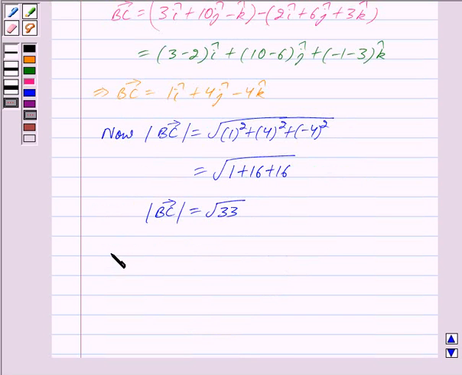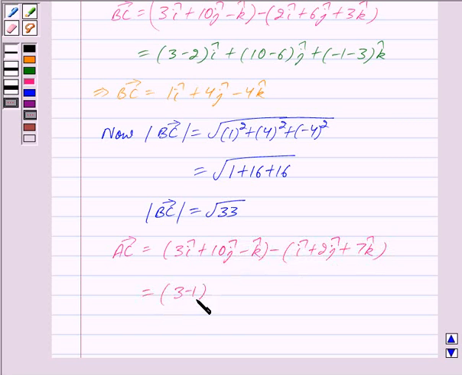Now finally vector AC is equal to 3i cap plus 10j cap minus k cap minus i cap plus 2j cap plus 7k cap, and this is equal to (3 minus 1)i cap plus (10 minus 2)j cap plus (minus 1 minus 7)k cap, which is equal to 2i cap plus 8j cap minus 8k cap. So we have got vector AC is equal to 2i cap plus 8j cap minus 8k cap.